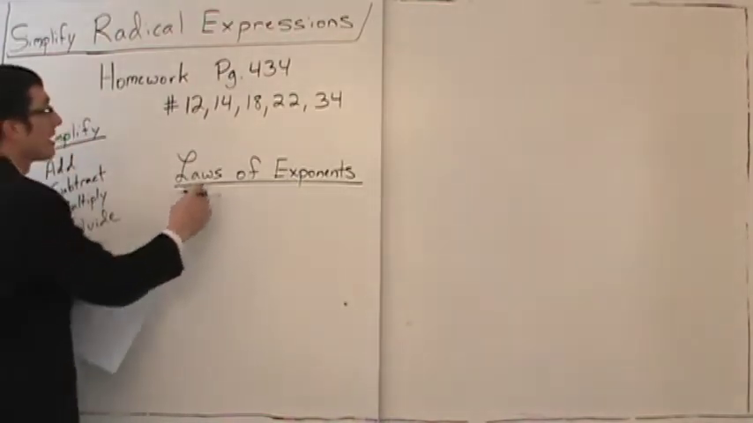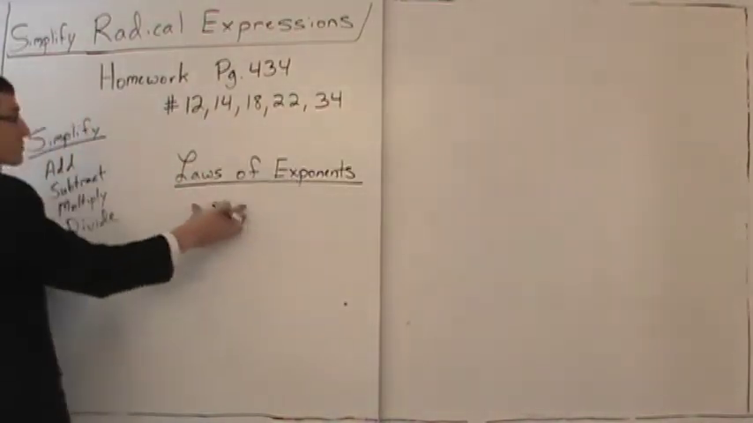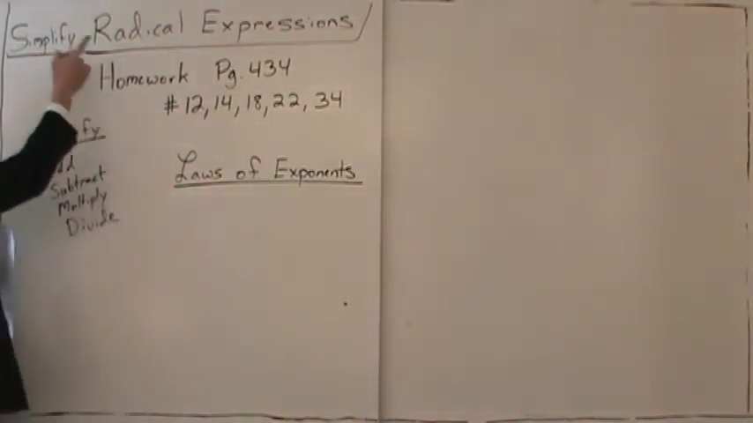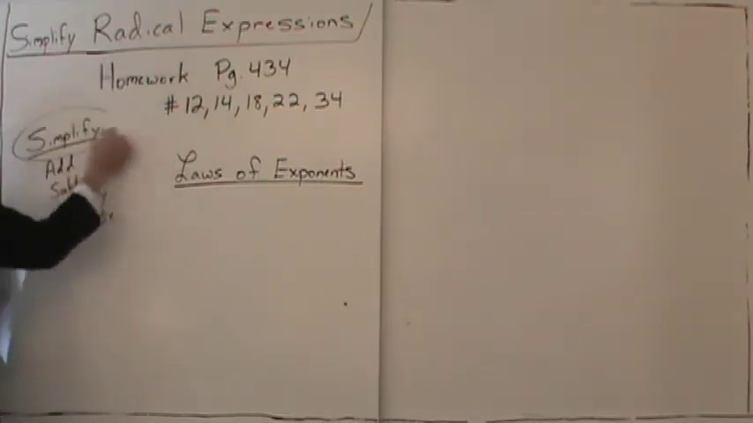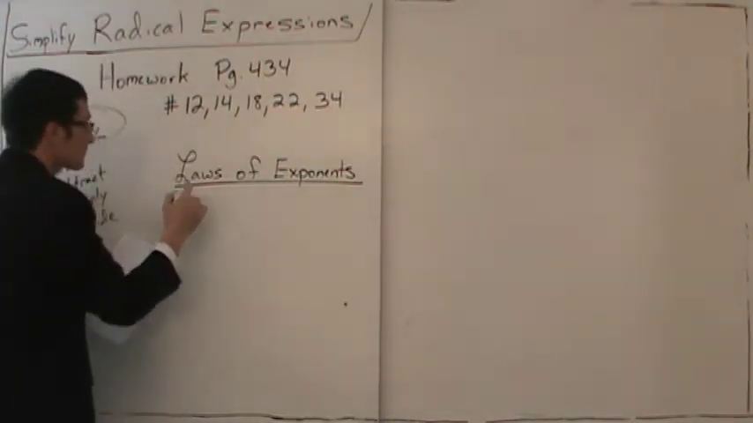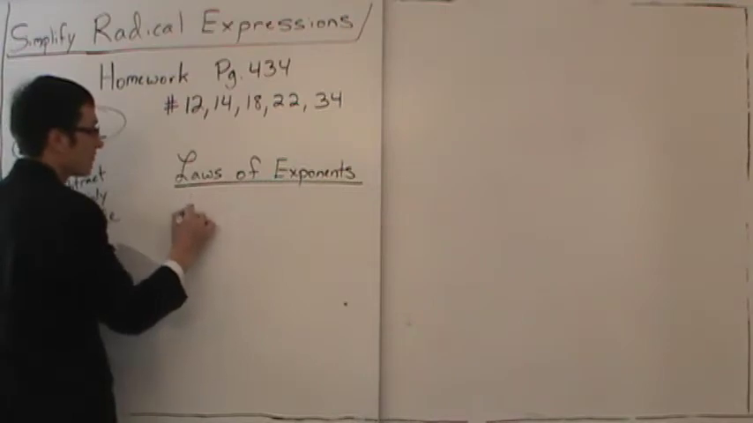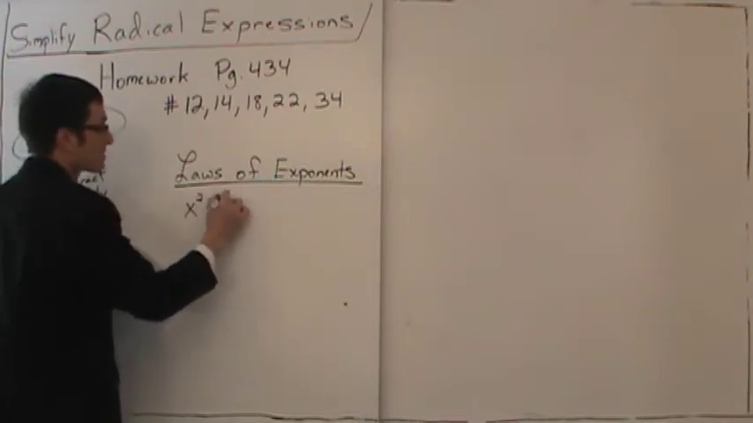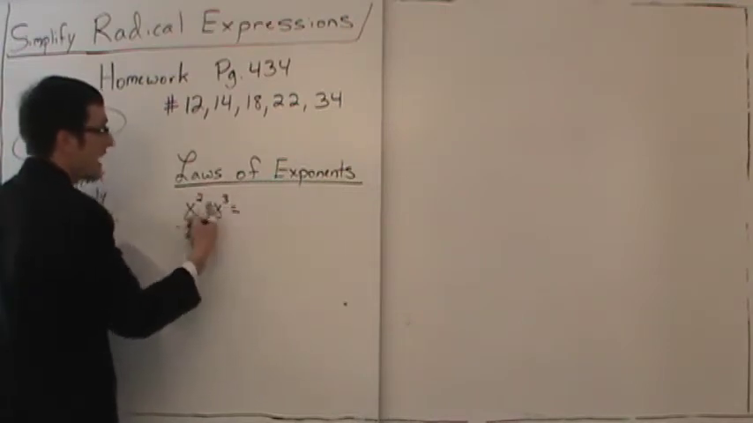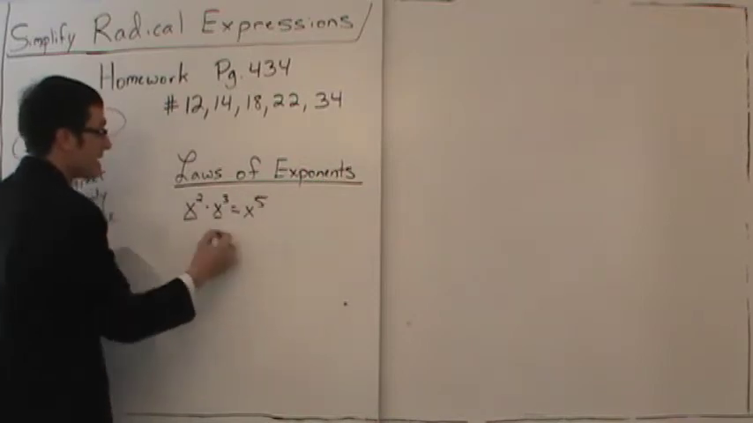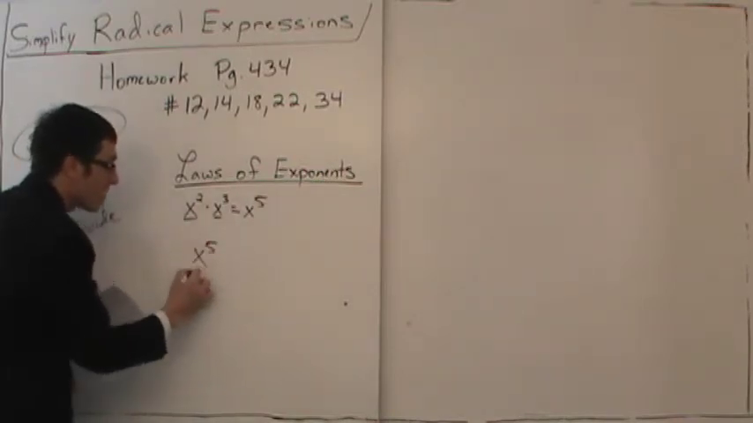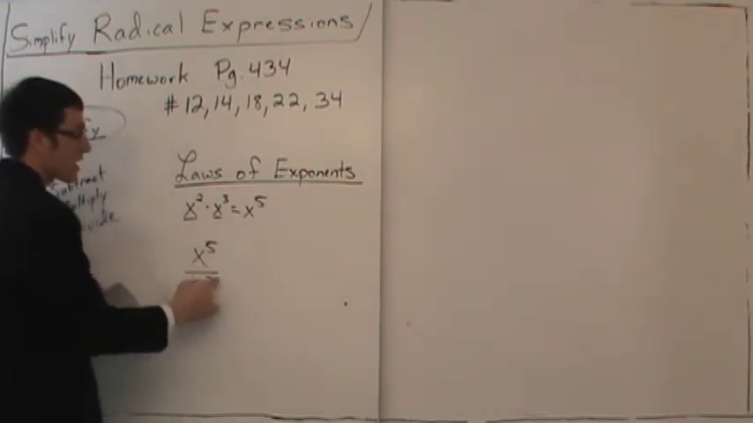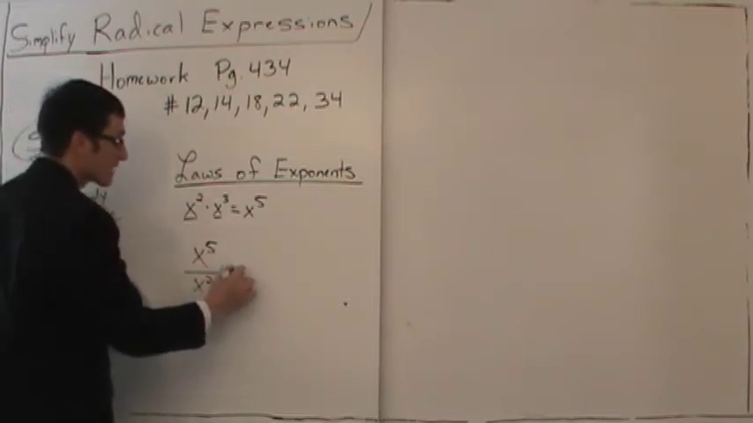But today we're looking at, again, laws of exponents. We're finishing this. And what are we doing with radical expressions? We are simplifying. Now, reminding you on laws of exponents. If we have x squared multiplied by x to the third, if the bases match, we add the exponents, we get x to the fifth. Now, if we have x to the fifth divided by x squared, remember we subtract the exponents. 5 minus 2 gives x to the third.